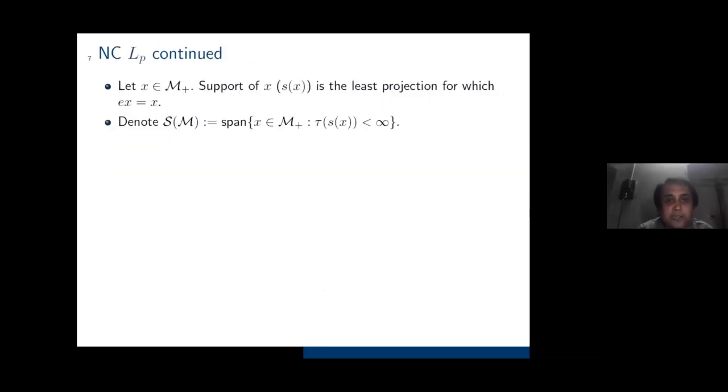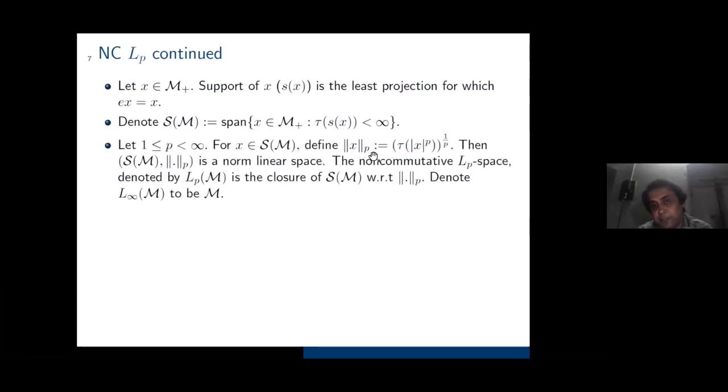For a von Neumann algebra which has a trace, you can actually define this object. You can take all elements x in the von Neumann algebra which have finite support. That means the support is the least projection e for which ex is equal to x. So what you do is define this norm, the p-norm of x, is equal to tau of mod x to the power p, whole to the power 1 by p. So this is natural, right? If you think of this tau as integration and replace x by a function, then we know the Lp norm is integration of mod f to the power p, whole to the power 1 by p. So this is nothing but that.